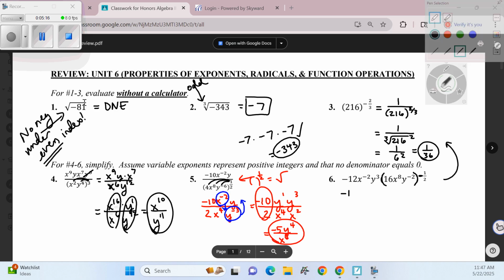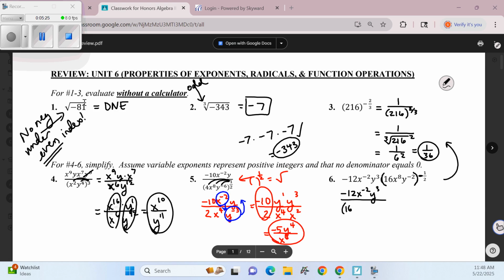So I'm going to leave this first part alone, just so that I'm not doing too much in one step, and move this entire thing in the parentheses down. So 16x to the 8th, y to the negative 2, all raised now to the positive 1/2 power. And then this kind of resembles, in a very similar fashion, what we just practiced next door in number 5. So again, raising to the 1/2 power, I'm going to apply this exponent to everything.